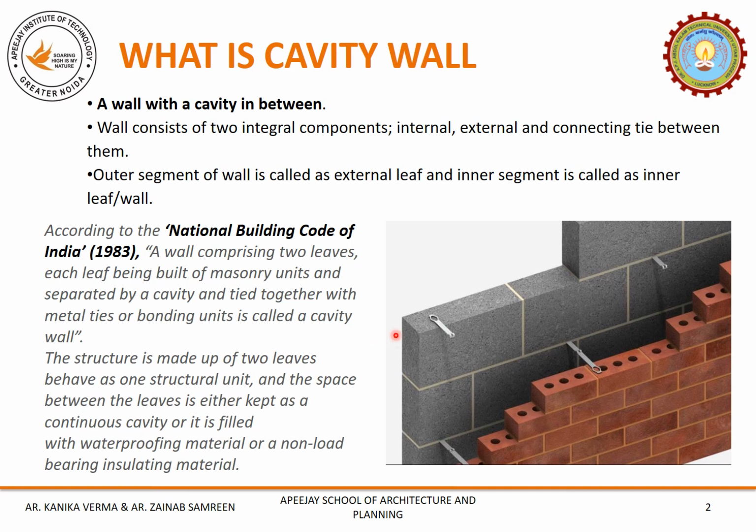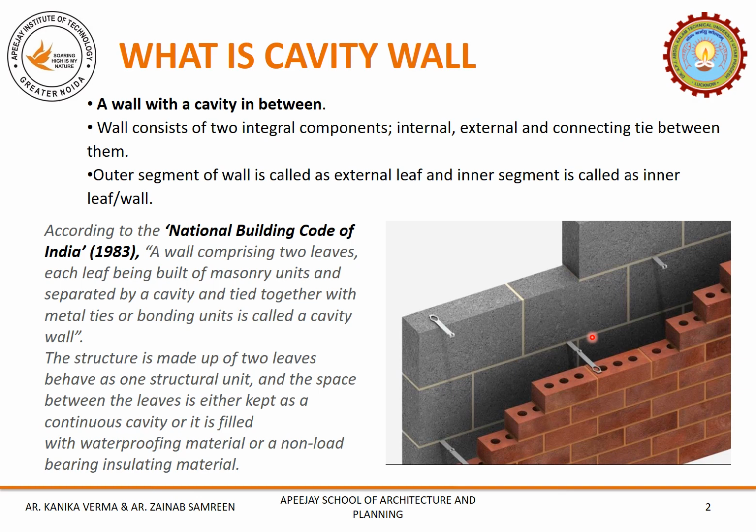So here you can see in the picture there are 2 leaves. One leaf is this one and the other leaf is this one. These 2 leaves are sometimes also called skins. Actually, they are the 2 walls. One is the exterior wall and one is the interior wall. And these 2 walls are bonded together or tied together with some ties, metal ties. These are the metal ties. And sometimes they are tied together with bonding bricks also.